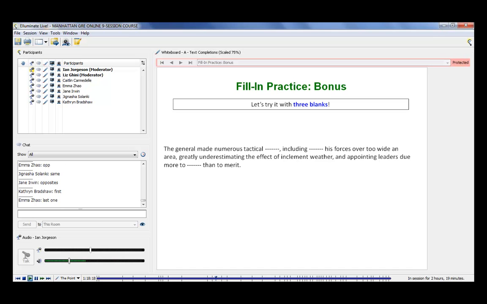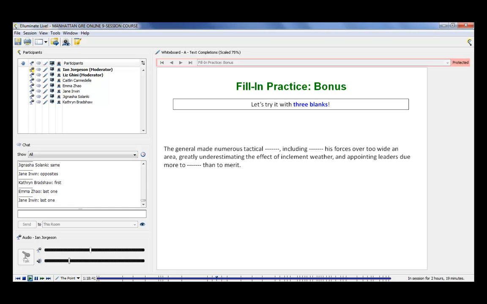Okay, first, Catherine says, Emma says the last one. Ooh, and this will sometimes honestly be different for different people, because personally I would have said the second one. All right, but now we're getting Jane agreeing with Emma. Okay, so let's go with the last one first.